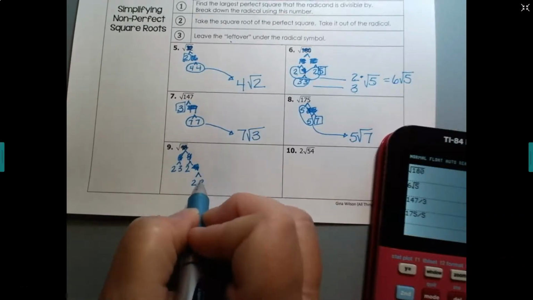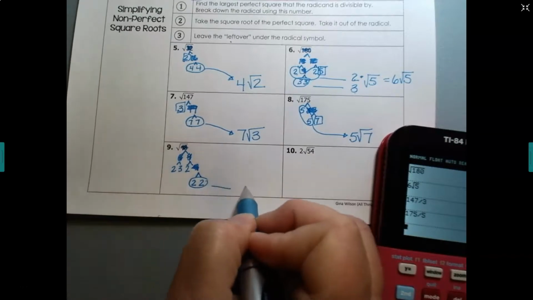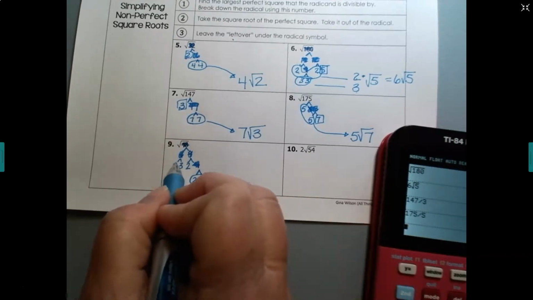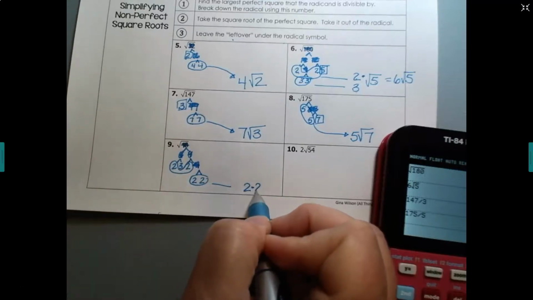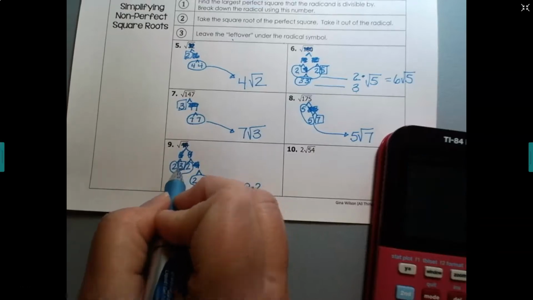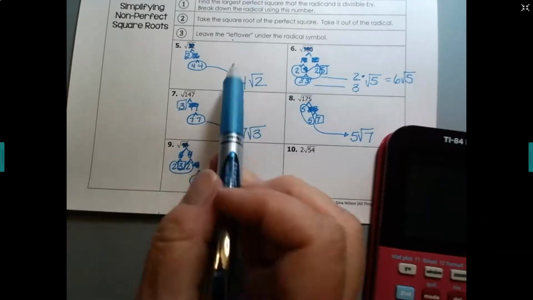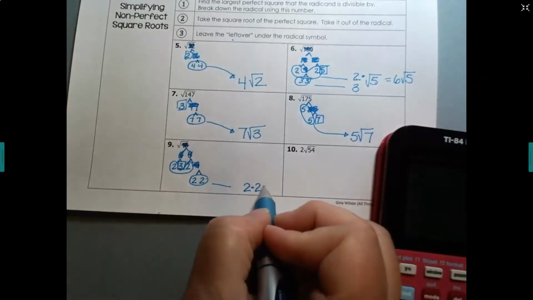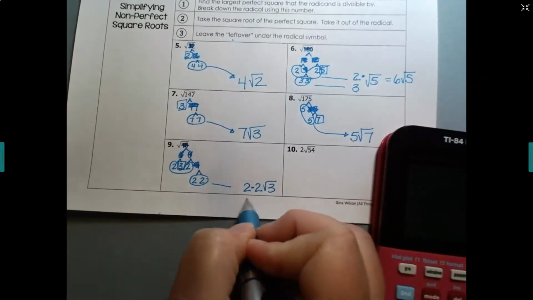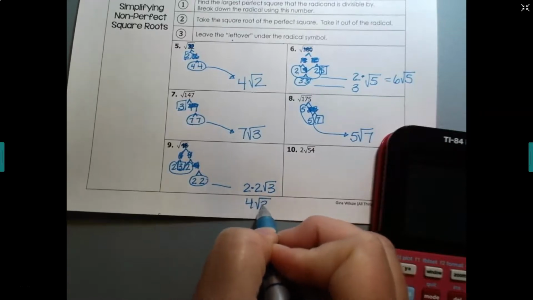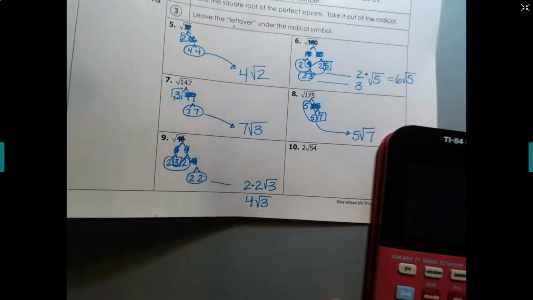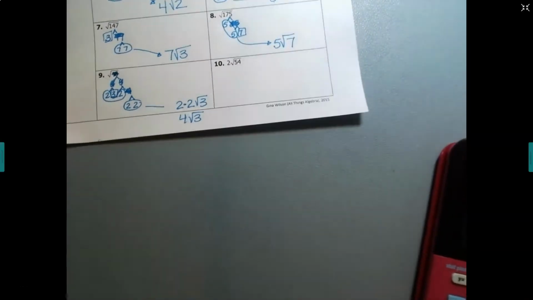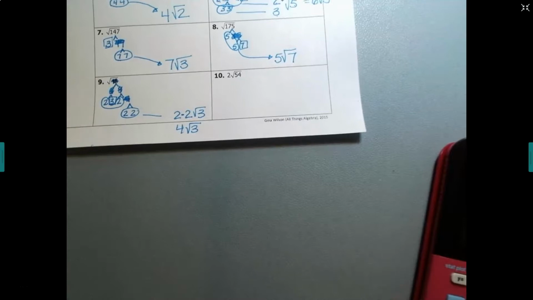All right, so now look at your pairs. I have one pair here, which means a 2 will come out. I have another pair right here, which means another 2 will come out. And I have this little 3 guy right there. He has no partner, so he's left over, so he has to go back under the radical symbol. 2 times 2 is 4, and then I have square root of 3. So we're just rewriting these in simplest radical form. One last one, pause the video, try it, and then check your work to see how you did.